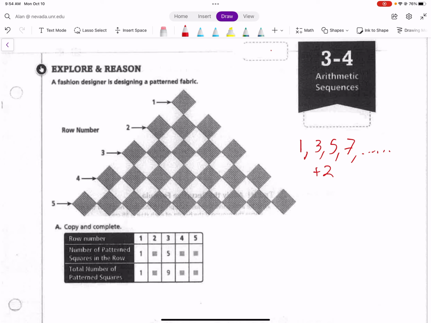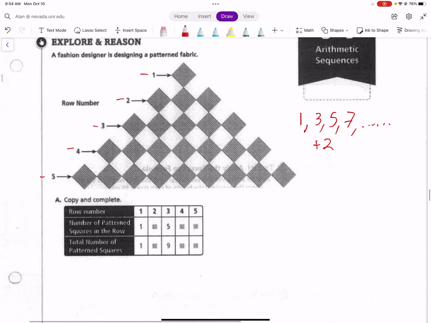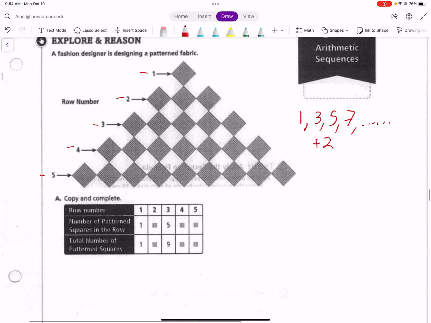So explore and reason. A fashion designer is designing a patterned fabric. We have the first row, second row, third row, fourth row, fifth row with a number of those pattern squares in the row. So we're going to complete this table. Row 1: we have one pattern square in the row, and one total pattern square. For row 2, notice that we have 1, 2, 3 pattern squares in the row, and the total square patterns in the entire fabric would be 4. It includes the one above, so these 4.